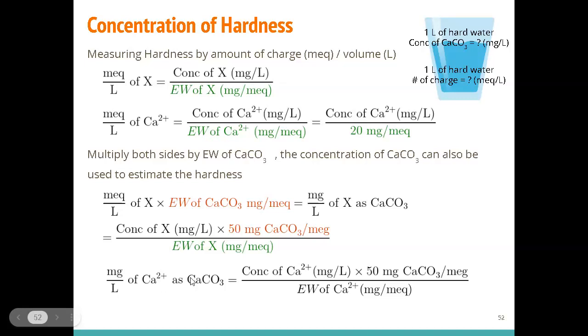It doesn't make sense, right? You're using calcium carbonate to represent calcium, let's say, or magnesium or other types of ions. You use the concentration unit here again to represent the hardness, instead of using this millicharge per liter in here.